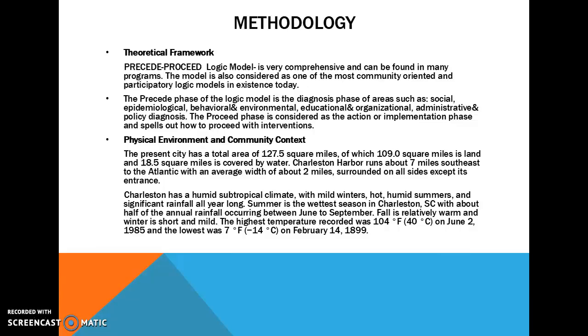Charleston has a humid climate with mild winters, hot, humid summers, and significant rainfall all year. The summer is the wettest season in Charleston. About half of the rainfall occurs between June and September. Fall is relatively warm, so we have warm winters and Christmases here. The highest temperature ever recorded in Charleston was 104 degrees, on June 2nd of 1985, and the lowest was 7 degrees, back in 1899.